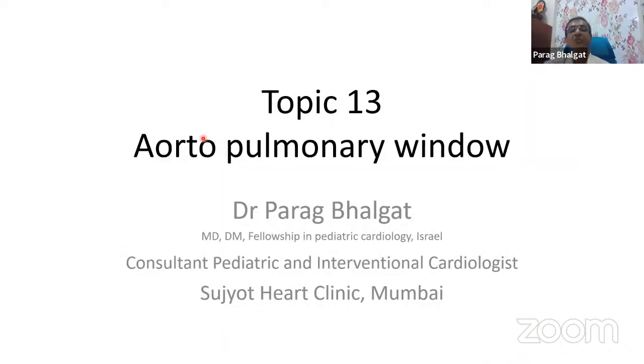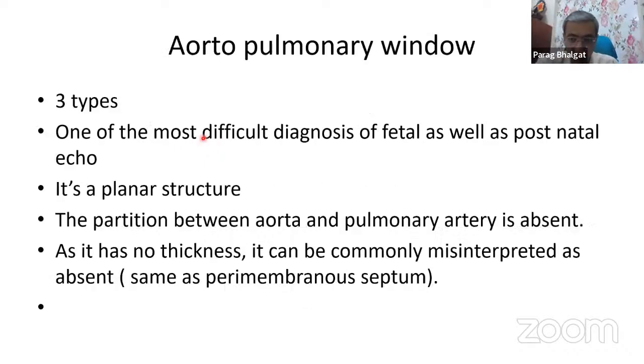Now coming to the last topic of today's presentation, which is aortopulmonary window. Aortopulmonary window is an extremely rare thing, and to diagnose this in a fetus is still rare. I was fortunate enough to diagnose a couple of cases. The diagnosis is difficult postnatally also, but in utero it is even more so, because it's a very thin structure.